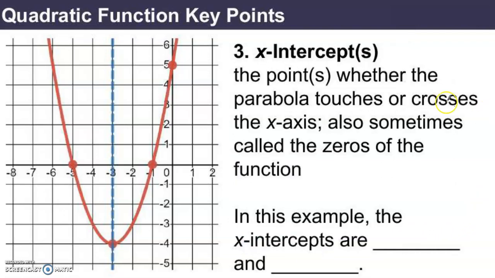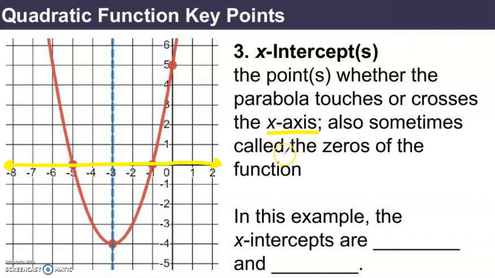So let's talk about the x-intercepts. When we talked about linear functions, the x-intercept was the point where the line crossed the x-axis, and that's still true here. The x-intercept, or x-intercepts plural, are the point or points where the parabola touches or crosses the x-axis. Remember that the x-axis is the line right here, the line where y equals 0.